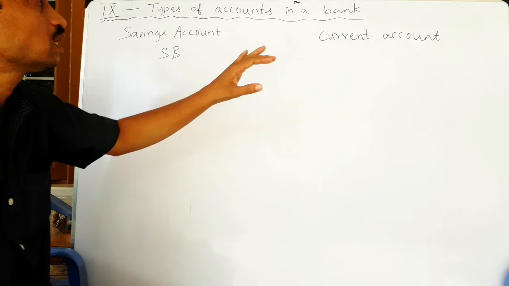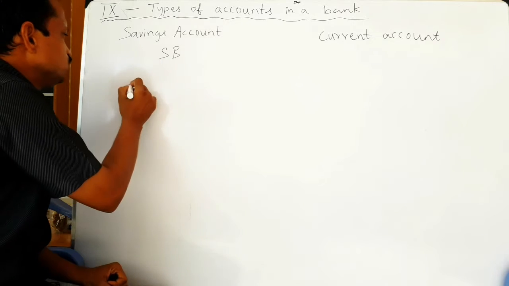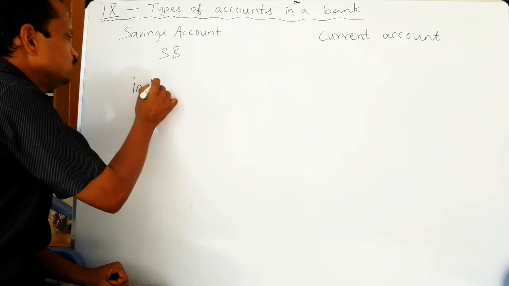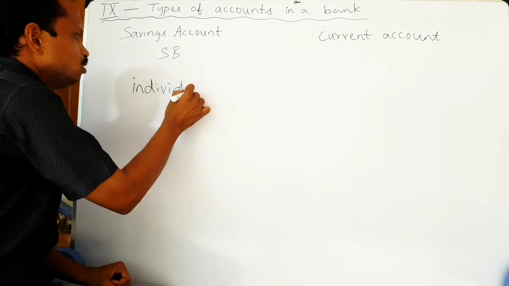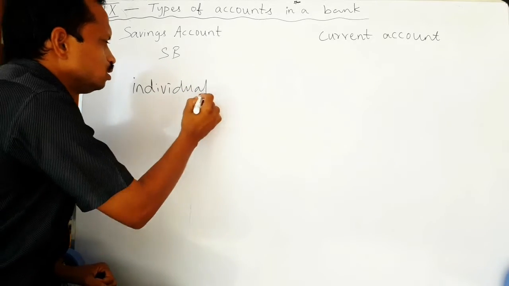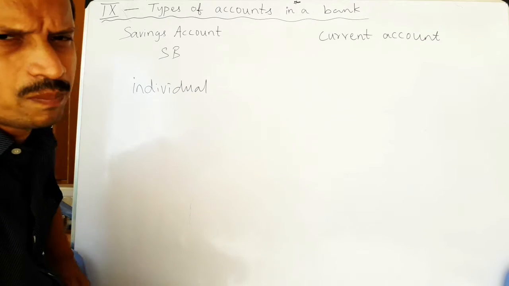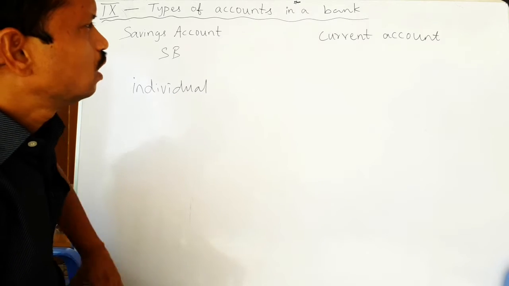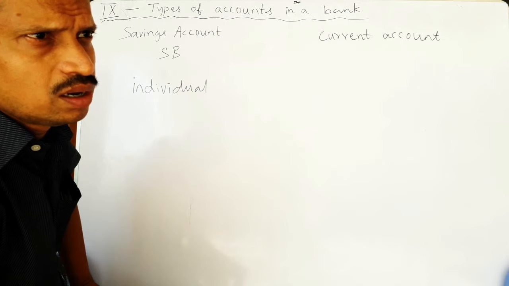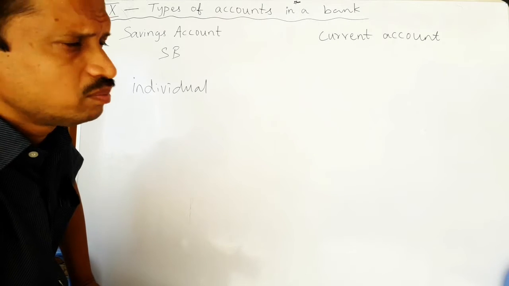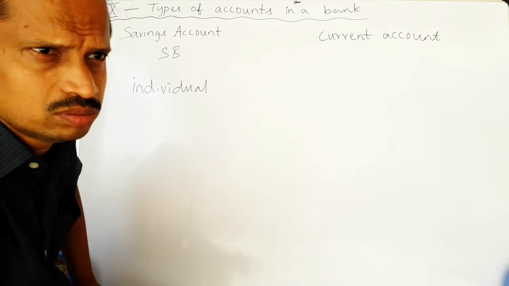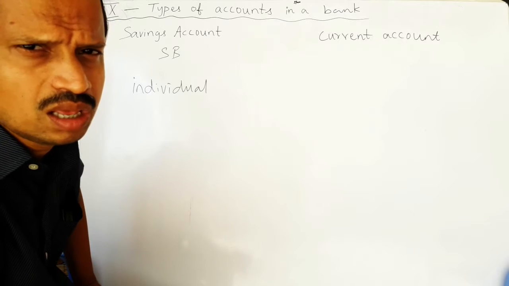And then the current account. The savings account is for individuals, any individual can open it. And this is the current account. Current account is only for business people. They will prefer this account.